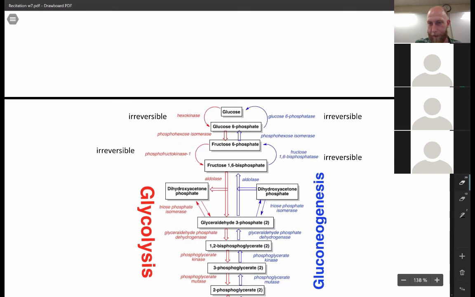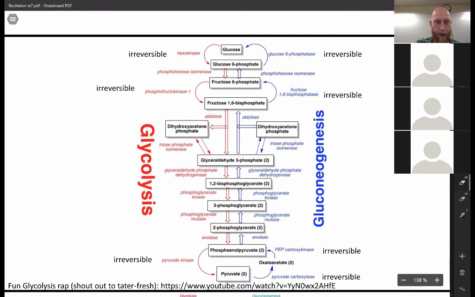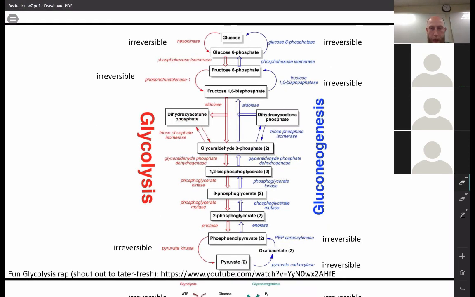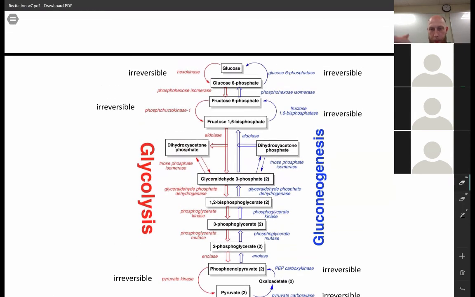Anyways, let's get started. The first thing that I wanted to talk about was glycolysis and gluconeogenesis. One of the things that will come up is knowing the difference between the irreversible steps, and the differences between glycolysis and gluconeogenesis. For the most part, you're not going to have to memorize the pathway, but knowing some key steps and understanding the irreversible steps and what's going on there is important.